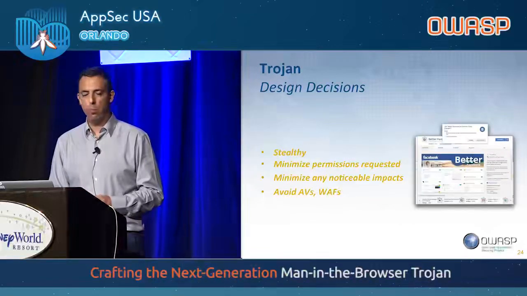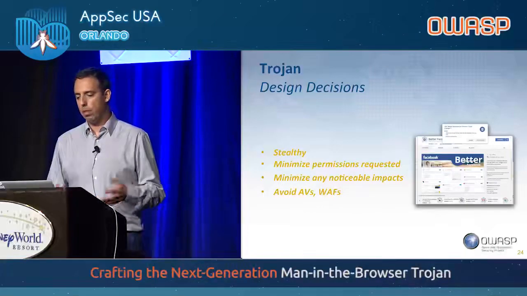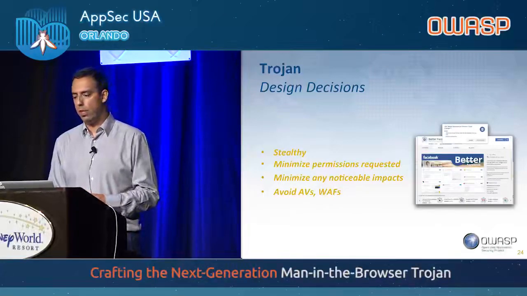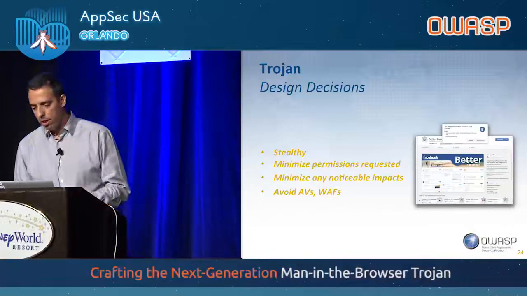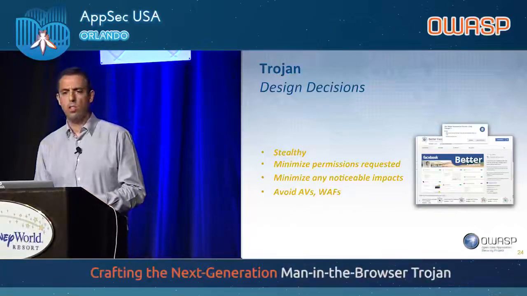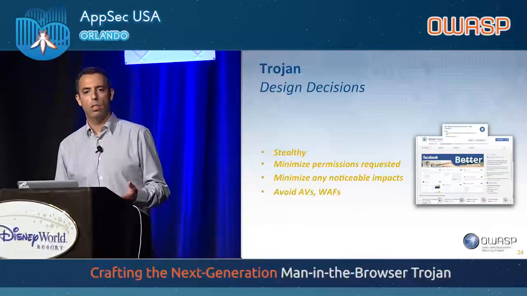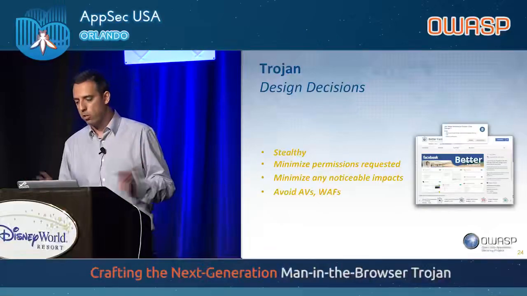So we were kind of ambitious. Other requirements: to be stealthy, to request the minimum permissions that we really needed. To the right, you might not be able to see very well, but it's an example of an extension that just changes the color of Facebook. Okay, I don't know why people need to do that, but I don't judge.